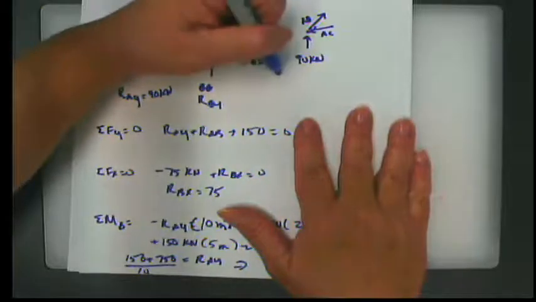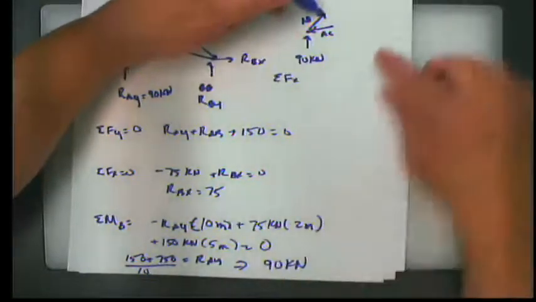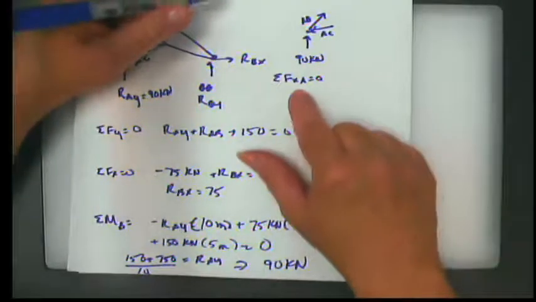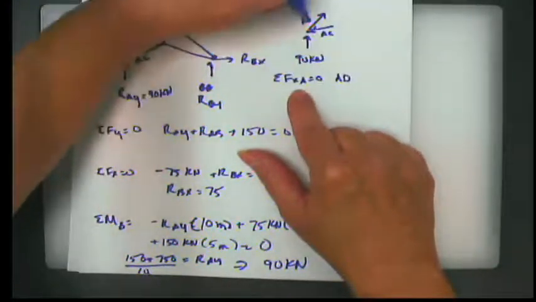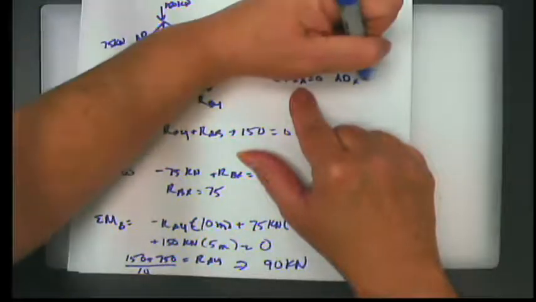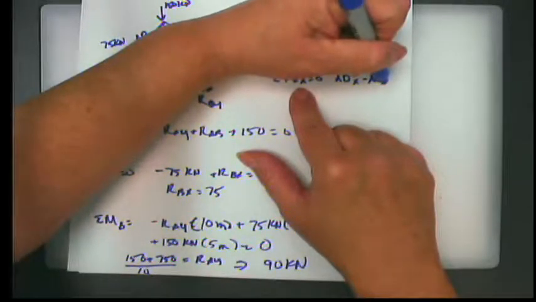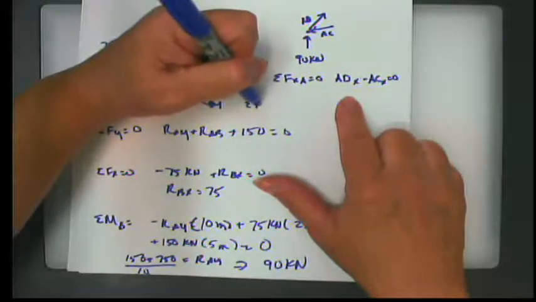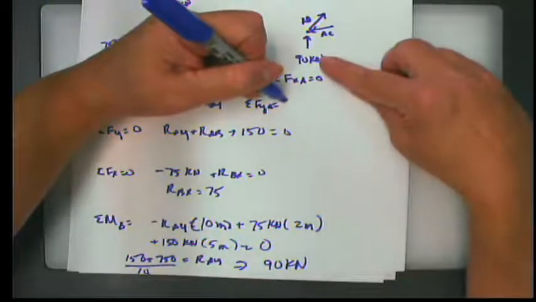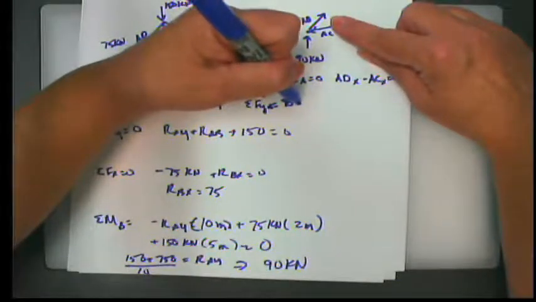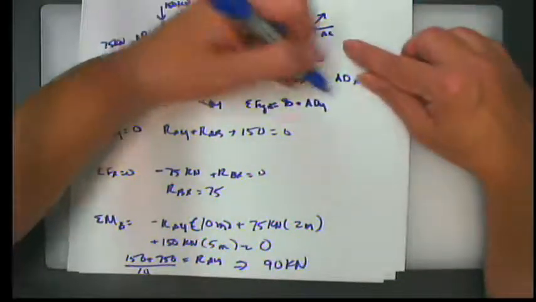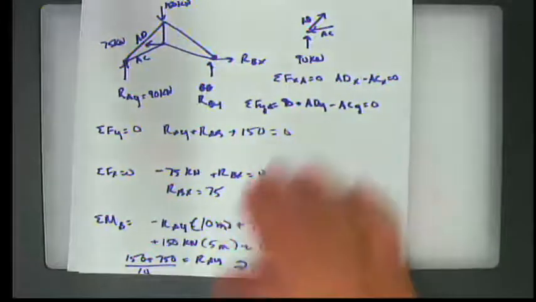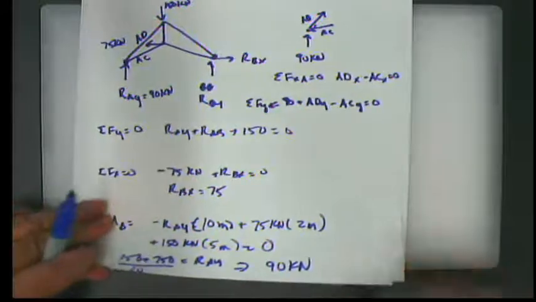But now let's look at the summation of forces X into that joint A equals 0. So we have AD in the x direction, which is positive, minus AC in the x direction equals 0. Are those two equal each other? In the y direction, we have positive 90 plus AD in the y direction minus AC in the y direction equals 0. So those are our basic equations.